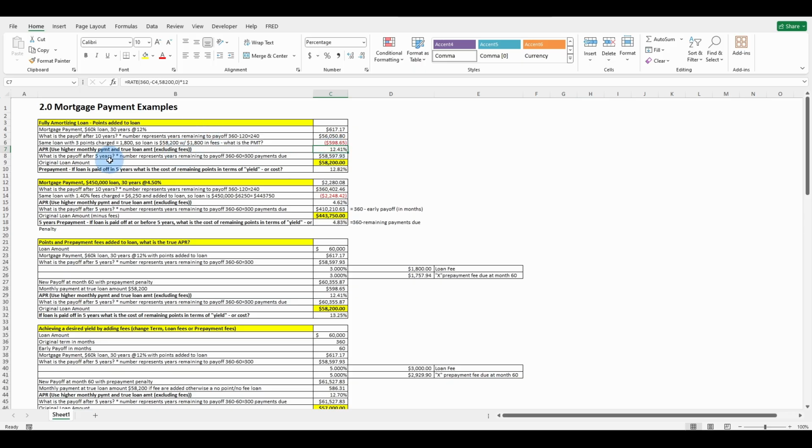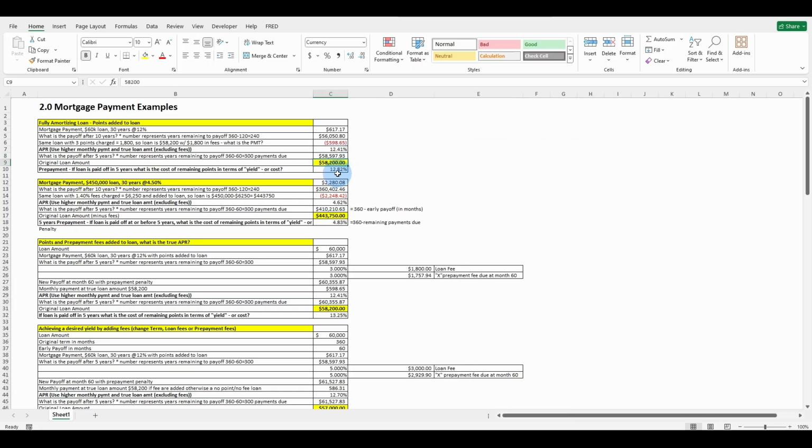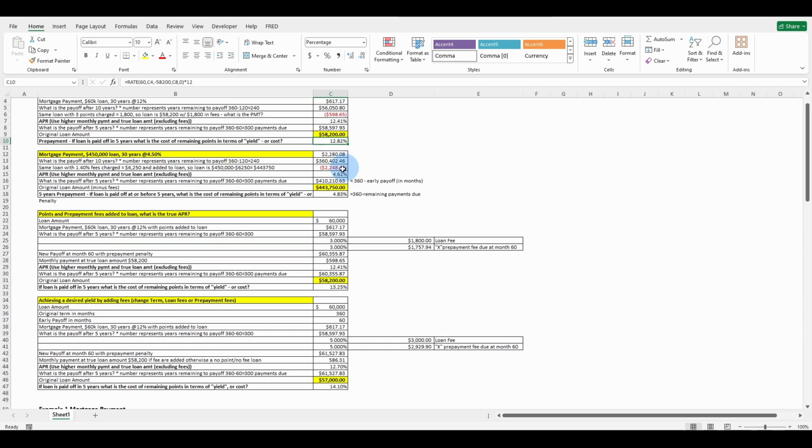What is the payoff after 5 years? Well, all you have to do is go back to the previous two examples. What's the original loan amount? And then the payment if loan is paid off. This is exactly what we did previously. Mortgage payment, $450,000 loan at 4.5%. What's the monthly payment? Well, all we're doing is just changing the loan amount.